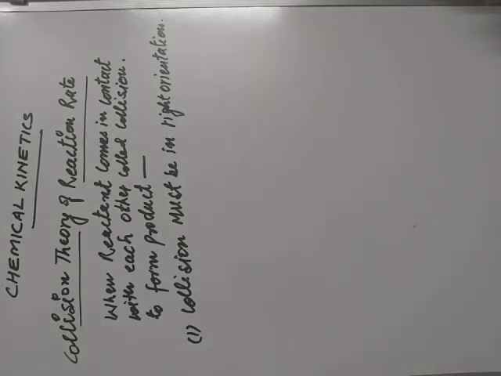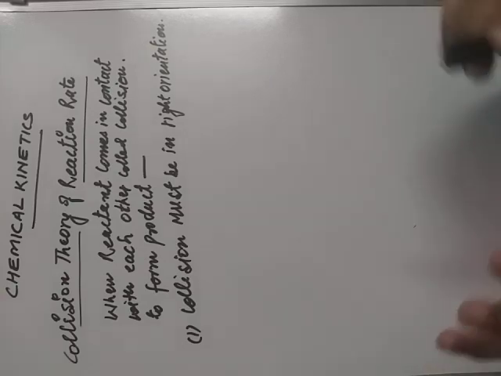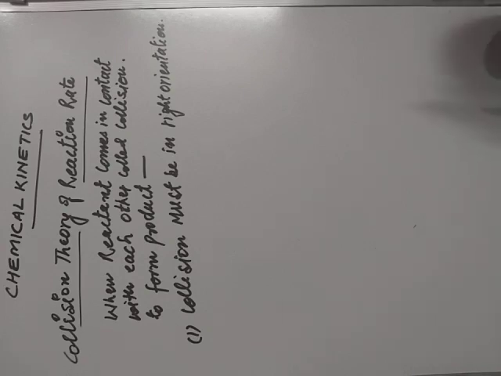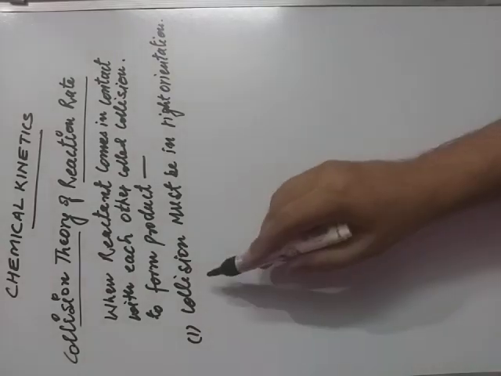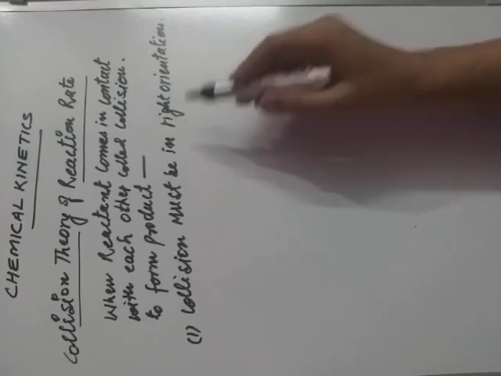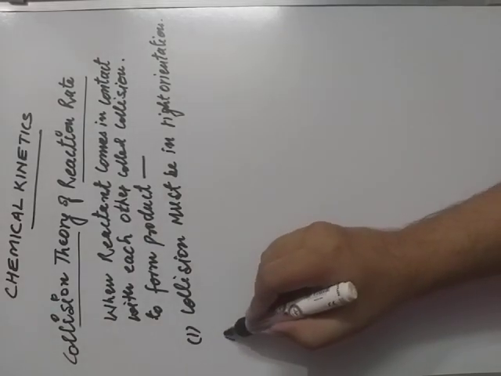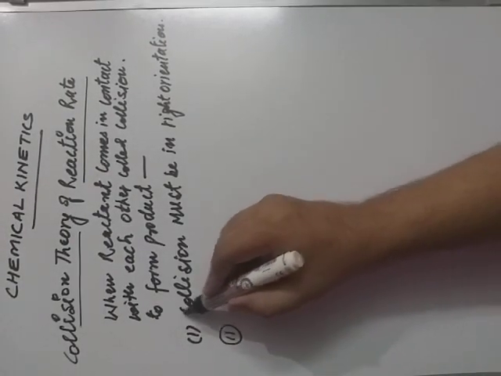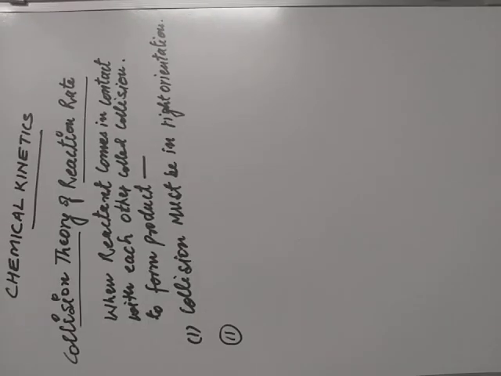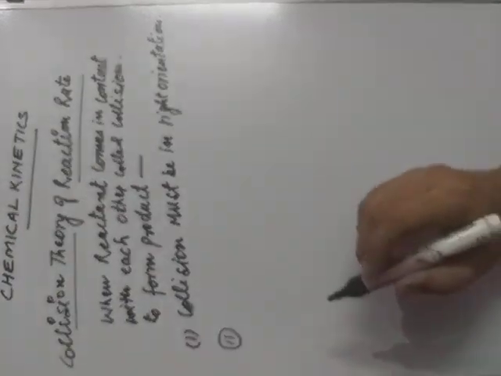And what type of collision gives product? All collisions do not give product. Only those collisions give product where the reactants collide in the right orientation. Is it okay? That gives product. One more point: when they collide, they must attain the threshold energy, and that is called an effective collision.